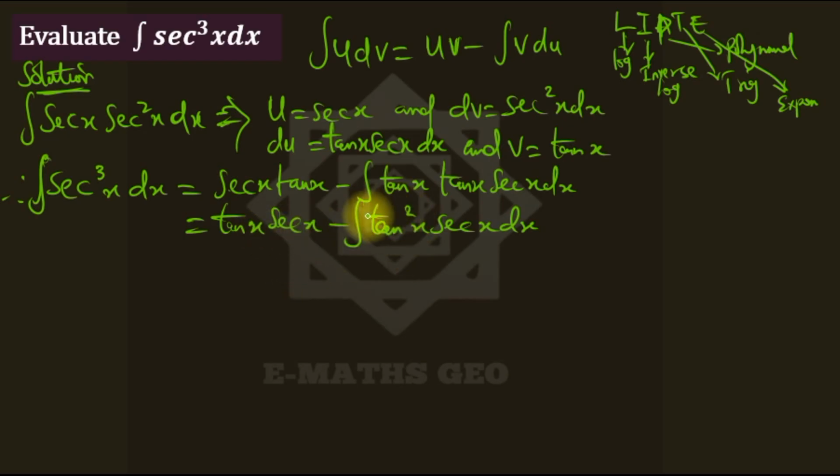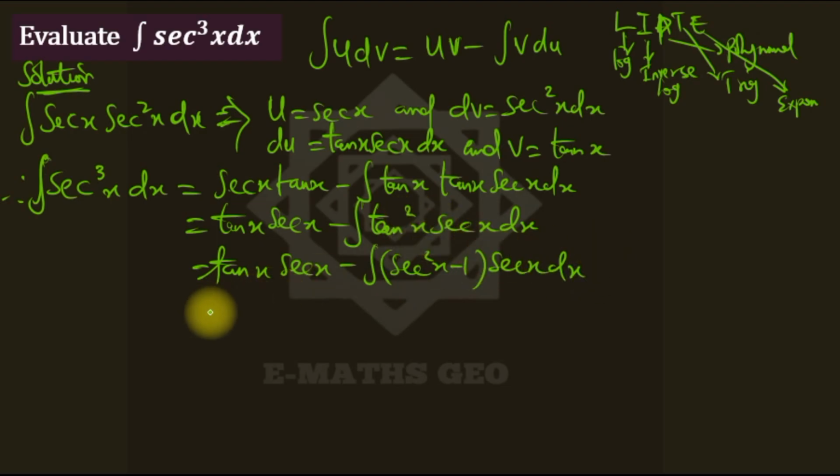Again, to make it easier, we use identity. If you could remember that, tan squared is sec squared minus 1 using the Pythagorean identity. So I have the integral of (sec squared x minus 1, which is tan squared x) times sec x dx. So this is tan x sec x minus the integral of sec cubed x dx.